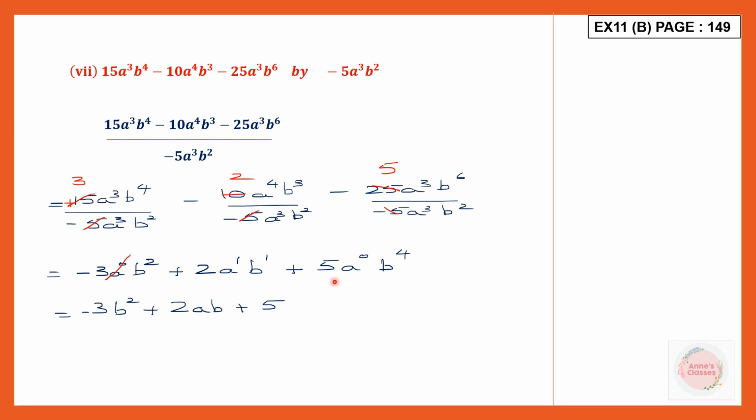Here a to the power of 0 is 1. 5 into 1 is 5. So we can remove this. You don't have to write a to the power of 0. This is removed. So what do we have? 5 b to the power of 4. So final answer is minus 3b square plus 2ab plus 5b raised to the power of 4.